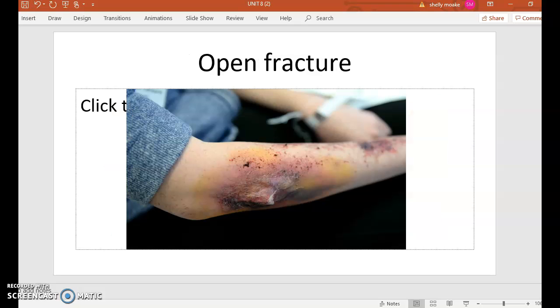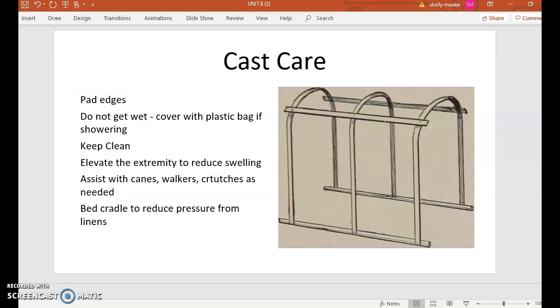And then there's a nice picture of an open fracture, where the fracture of the bone is actually coming through the skin. So often with fractures, people will have a cast. So it's important you guys know how to take care of people with casts.